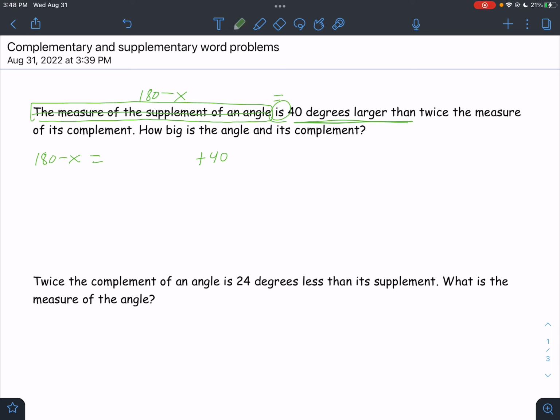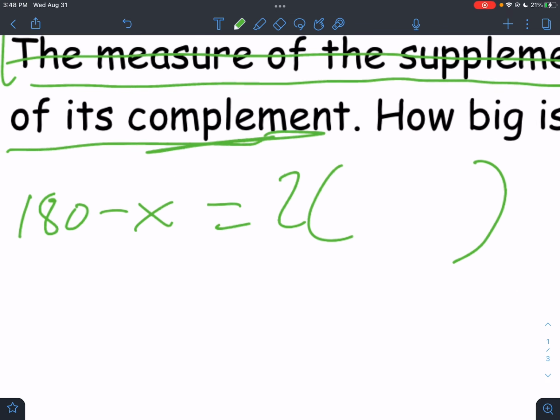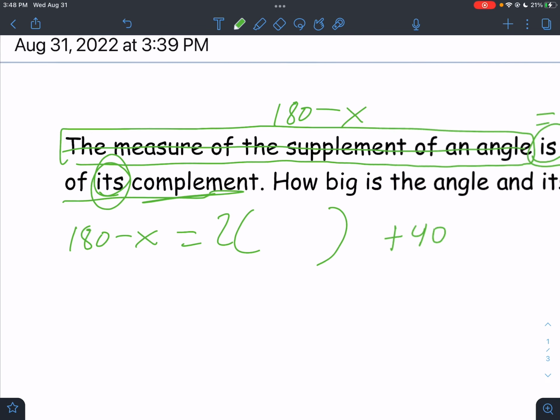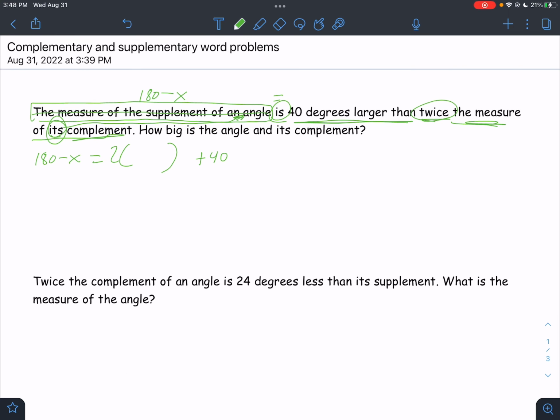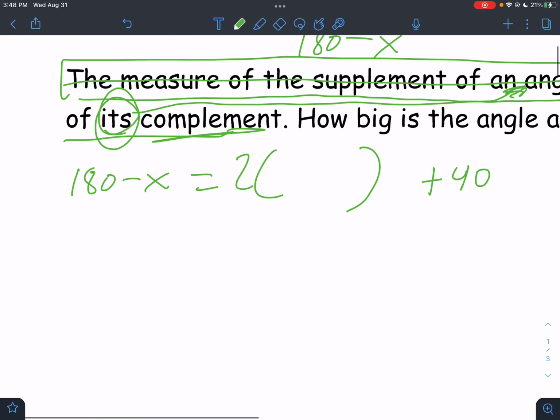And then the next part, it says twice, how do I do twice something? Twice something, the measure of its complement. Well, what is its? What is that representing? What is it referring to? It's referring to the angle. It is the pronoun for the angle. So it's really saying the measure of the angle's complement. Well, the angle's complement, as we said earlier, is 90 minus x.